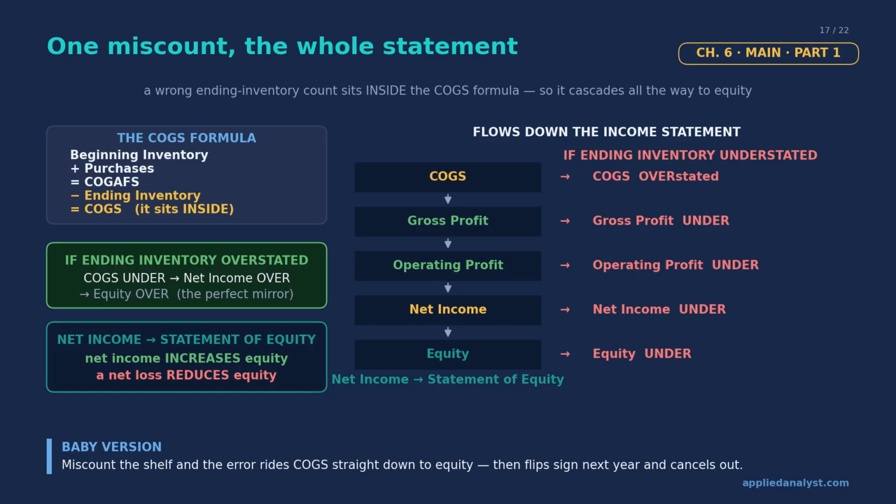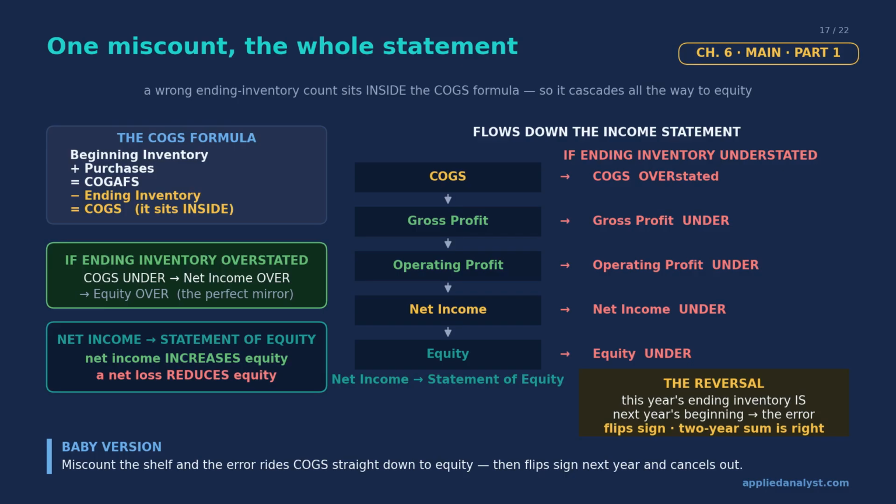Now the part that's kind of poetic, the reversal. This year's ending inventory is next year's beginning inventory. Same number, it just rolls forward. So the error flips its sign next period. And over the 2 years combined, total net income comes out exactly right. The errors cancel out. But each single year, on its own, still lies.